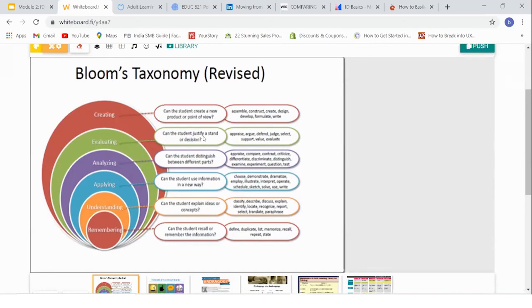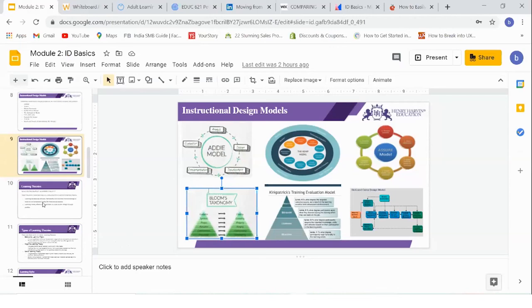The last one is create. Can the student create a new product or point of view? What do you think? You write what your thoughts are about some new concept or design. He has already learned about something and you want his point of view, so he has to go through all these phases. He has to remember, understand, apply, analyze, evaluate, and then create his own thinking. The objective that you write will use action verbs like create, design, develop, formulate or write.